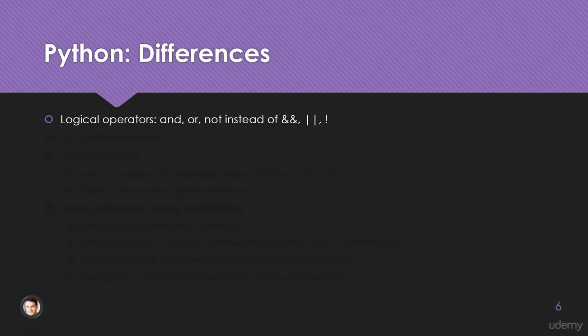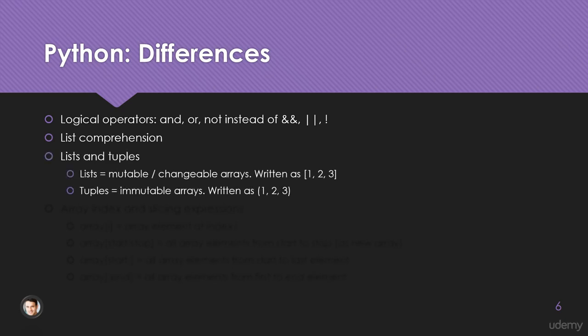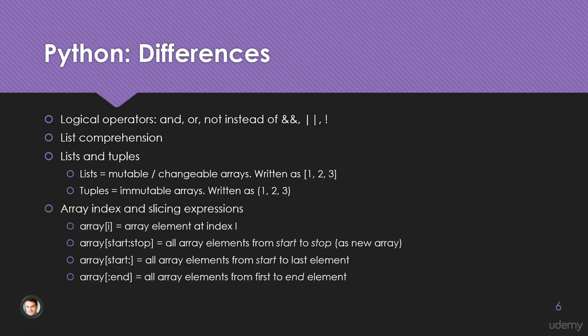There are also differences. Logical operators are expressed in English keywords and, or, not instead of the double ampersands, the pipes and the exclamation mark. There's a thing called list comprehension. There are lists and tuples, which are basically arrays, mutable and immutable arrays. And there are much easier ways to operate on arrays in Python, to get the first element, to get a subset of elements, to get from the start to the end element, and to get the last few elements.